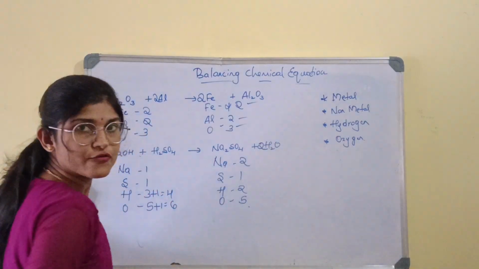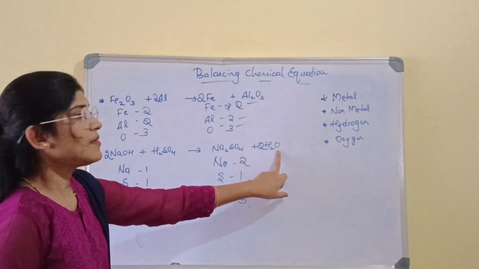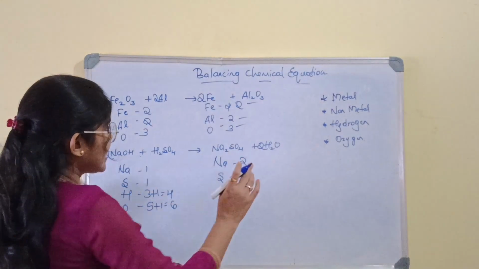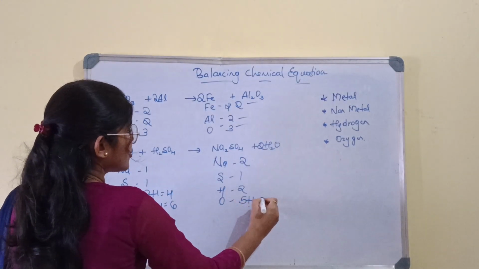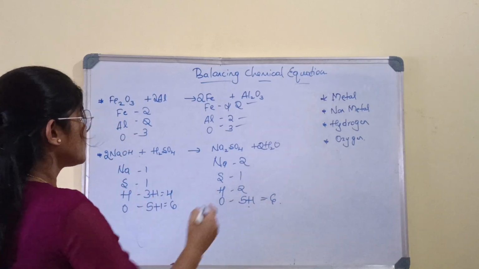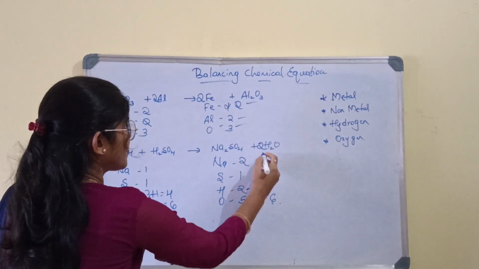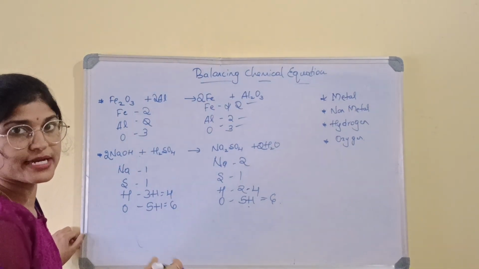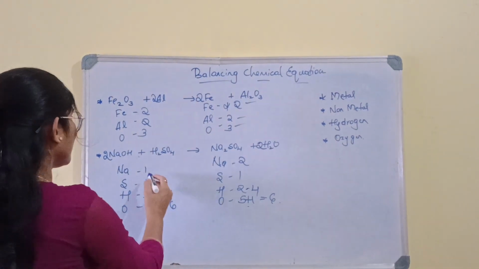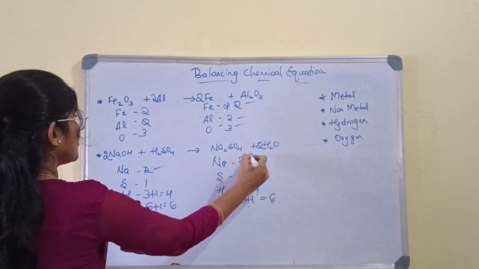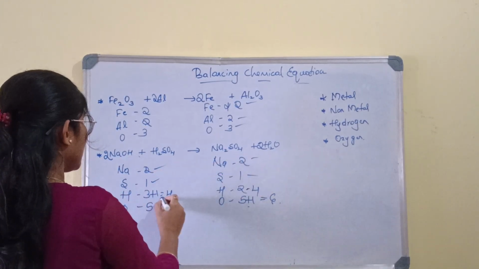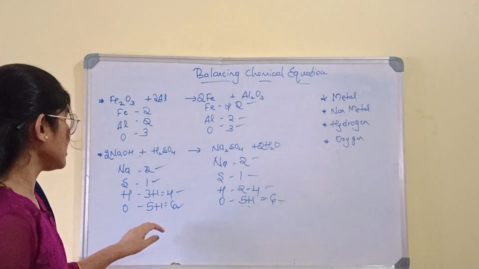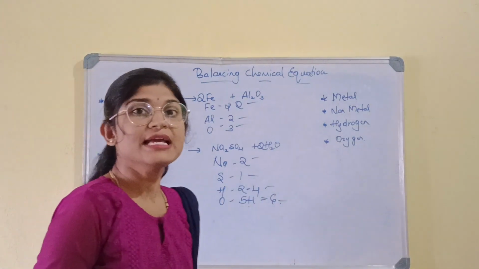2 2s are 4. Okay, now you can see here the number of oxygen atoms will change. The number of oxygen atoms is changed. So how many? Plus 1 is equal to 6. So now it became 4. 2 2s are 4. So now you can verify whether the number of atoms in the product side and reactant side are equal. Sodium 2, 2, sulfur 1, 1, hydrogen 4, 4, oxygen 6. Okay, so in this way you have to balance the chemical equation.